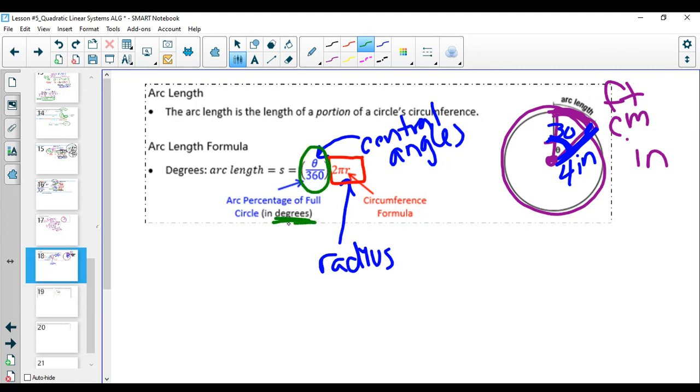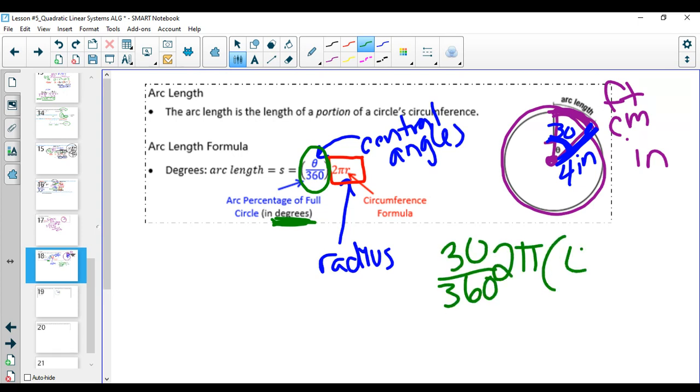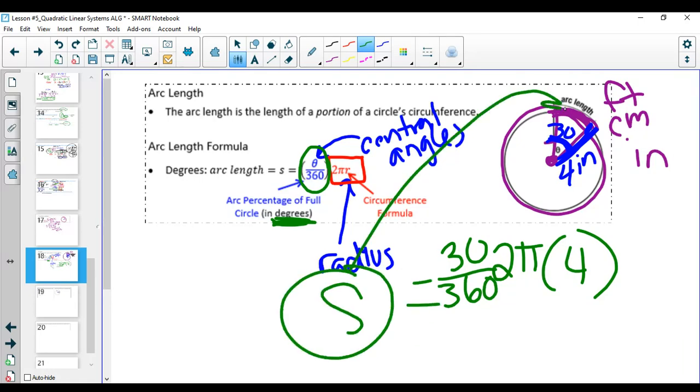Now, it has to be in degrees. Yesterday, we were converting radians to degrees and degrees to radians. So today, we want to make sure everything's in degrees before we input it into the formula. Now, theta over 360, so say it was 30 degrees, you would have 30 over 360, and 2 pi, plug in the radius. And that's really all it is. S stands for arc length.